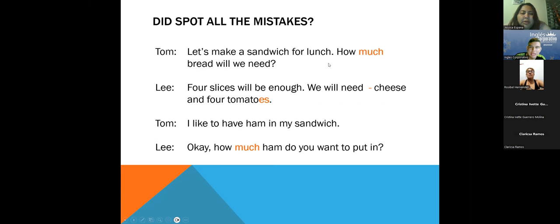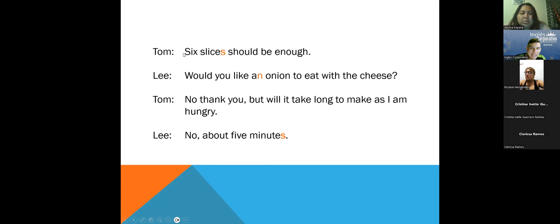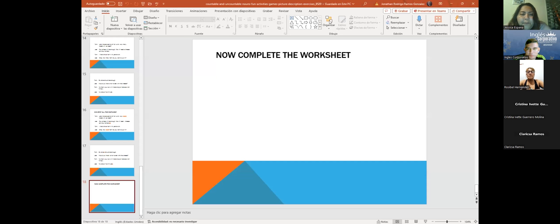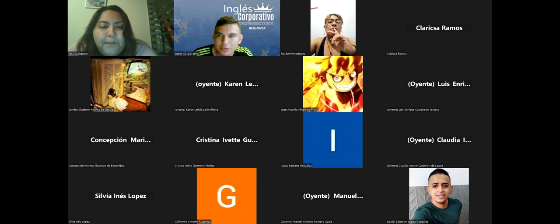Here we have, let's make a sandwich lunch. How much bread will be needed? Because it's uncountable. El pan es incontable. How much bread will be needed? 4 slices will be enough. We will need cheese and 4 tomatoes, plural. How much ham do you want to put in? Here, 6 slices, plural. Would you like an onion to eat? No, about 5 minutes, plural. Okay, those are the mistakes of countable and uncountable.